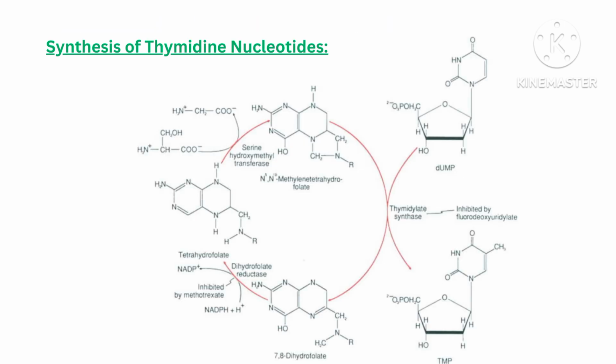De novo synthesis of thymidine nucleotide, dTMP, starts with the formation of dUMP: UMP to UDP to dUDP and form dUMP. The enzyme involved is ribonucleotide reductase, which converts ribonucleotides, UDP, to deoxyribonucleotides, dUDP, followed by dephosphorylation to dUMP. Then conversion of dUMP to dTMP occurs.